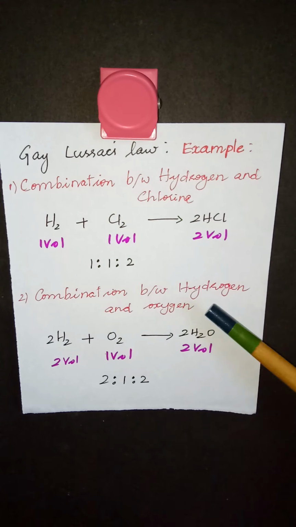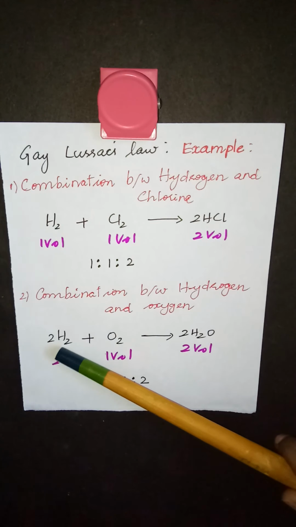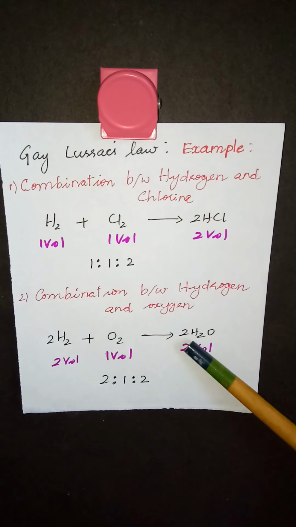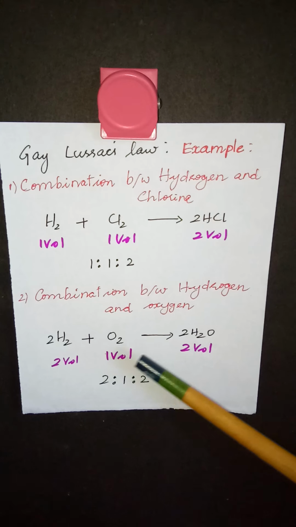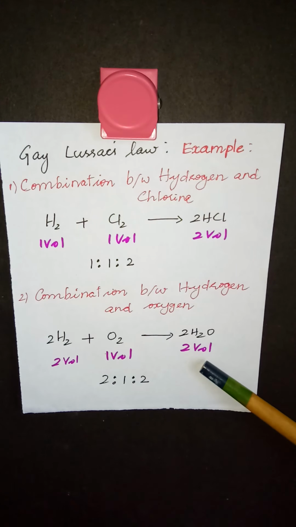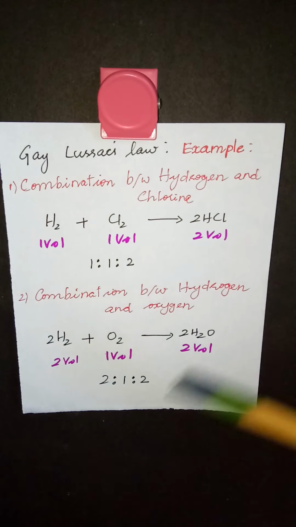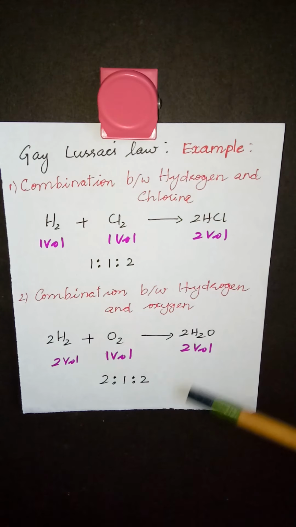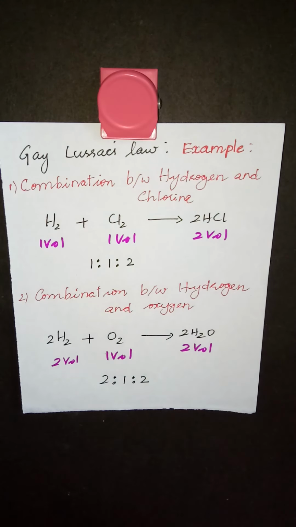And see the second example, this is a combination between hydrogen and oxygen. Here H2 plus O2 gives H2O. So if you balance, you put a 2 here and again a 2 here. So two volumes of hydrogen combining with one volume of oxygen giving you two volumes of water. So the ratio is 2 is to 1 is to 2. Here the ratio between the volumes of reactants and products is simple. Here it is 1 is to 1 is to 2 and here it is 2 is to 1 is to 2. This is what Gay-Lussac's law states.